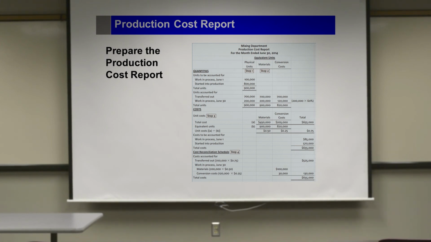If you notice at the end of step 3, your total cost that needed to be accounted for was 655,000. If you notice at the end of step 4, once all the costs have been accounted for, that total is also 655,000. Overall, this is the summary of the various steps in the process of costing. Thank you very much.